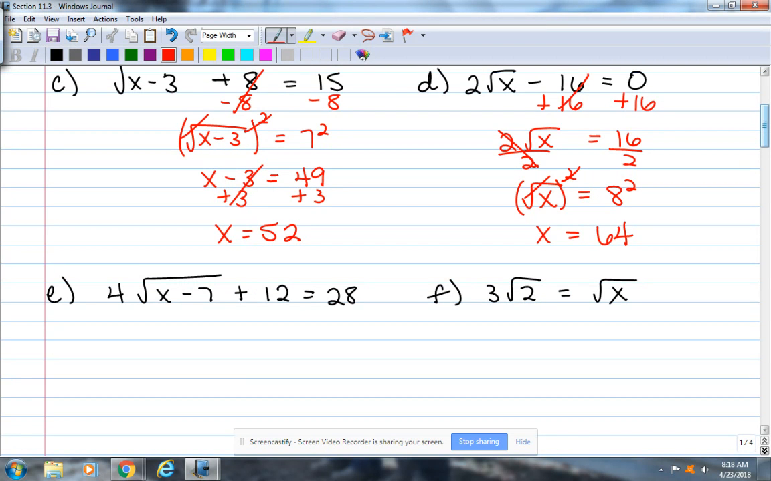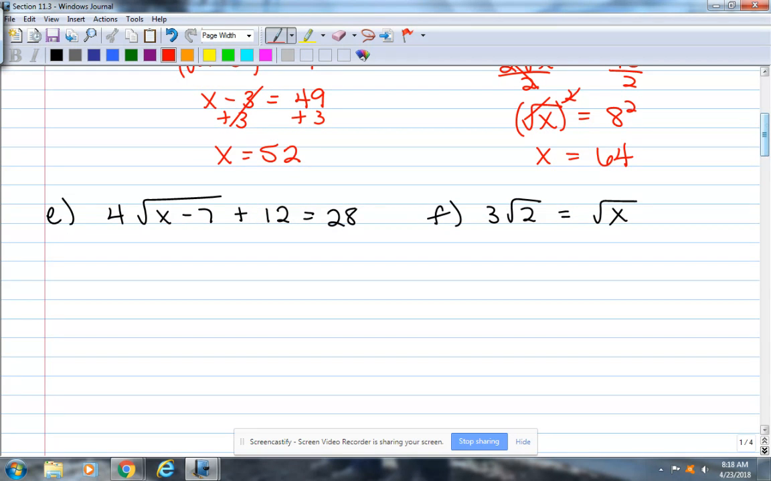Okay, so E, same thing. We got stuff around the radical we have to get rid of first. I'll let y'all write that down for a second.